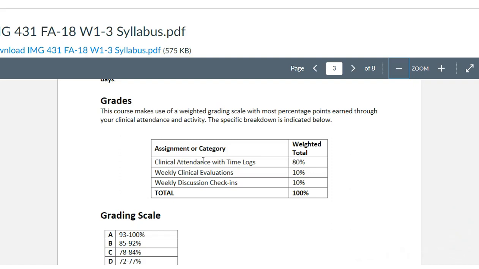If you're not completing your minimum, then you're not getting your 80%, which subsequently means that you're unfortunately not going to be successful in the course. So time is very, very important in this particular process.